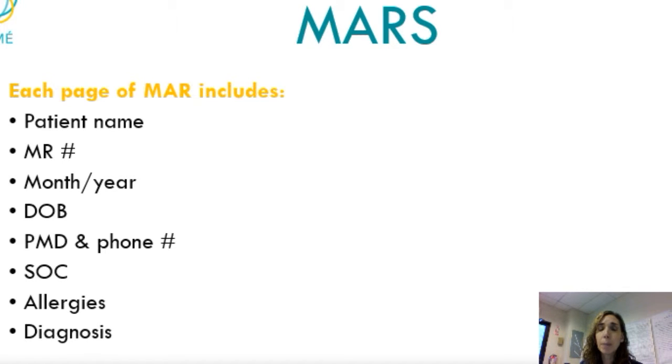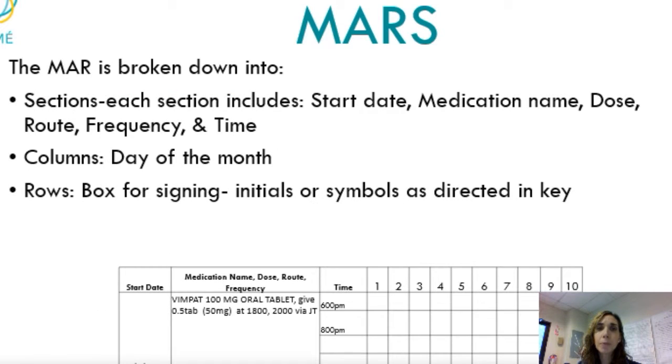Each page of the medication administration record includes the patient's name, the medical record number, the month and the year for the administration of meds for that month, the date of birth, the doctor, and the phone number to the doctor, the start of care date, all the patient's allergies, and a few of their diagnoses will be listed at the top. The MAR is broken down into different sections. Each section includes the start date, medication name, dose, route, frequency, and time.